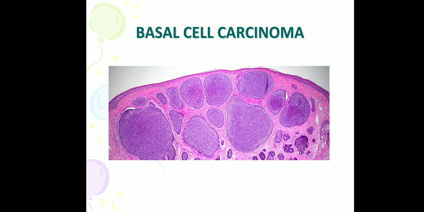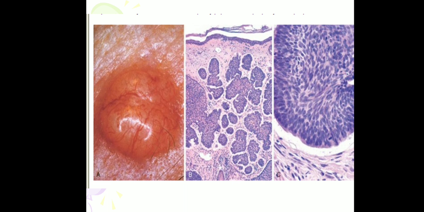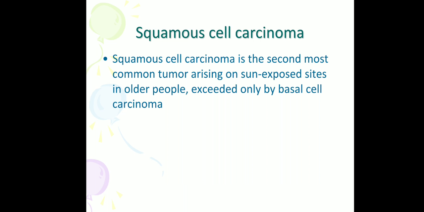So this is a picture. You can see the nests of tumor cells, and peripherally there is palisading of nuclei. This is again a nodulo-ulcerative type of basal cell carcinoma. You can see the nests of cells, and the high power view shows peripherally the palisading type of nuclei. That means they are arranged in a regular pattern. Palisading means a regular pattern of the nuclear arrangement. So this was about basal cell carcinoma.